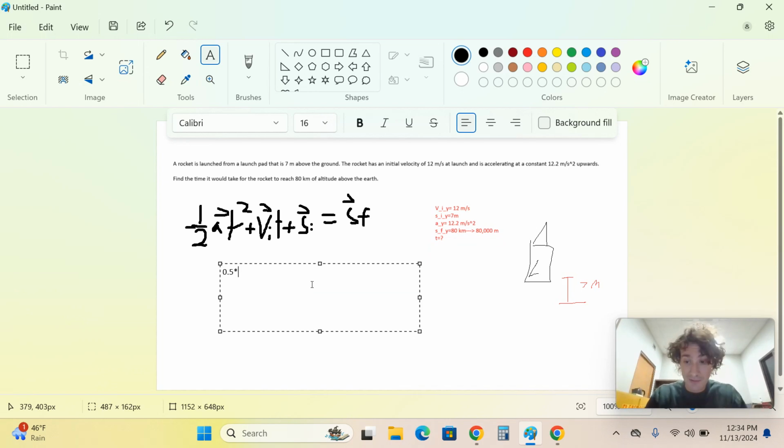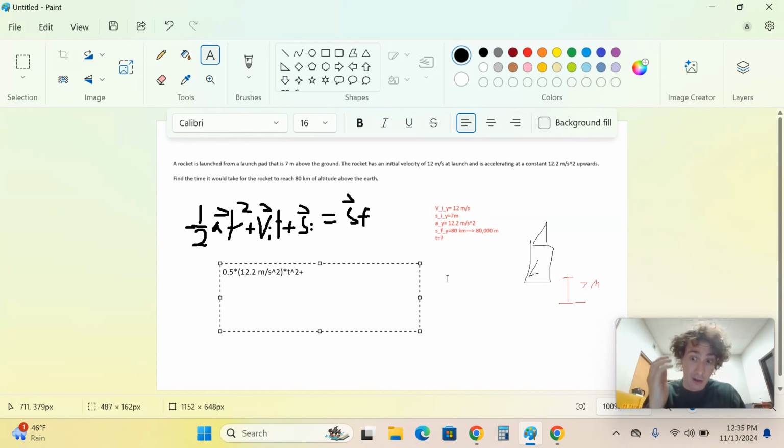So 1/2 is 0.5. Acceleration is positive 12.2 meters per second squared. I'll put that in parentheses just so we're on the same page, right? Times t squared. We don't know t, right? We don't know what t squared is, so we leave it as t squared. And this is then added to v_i.